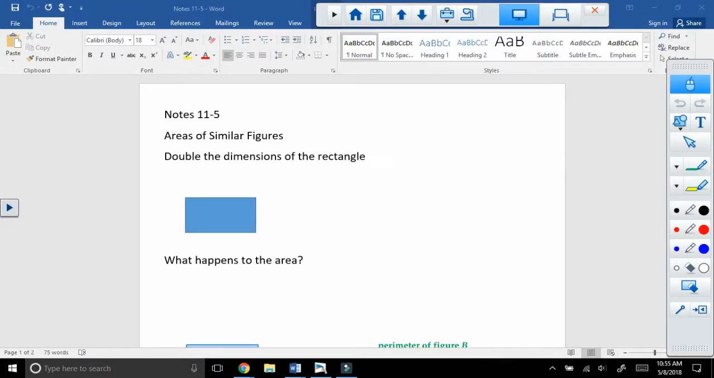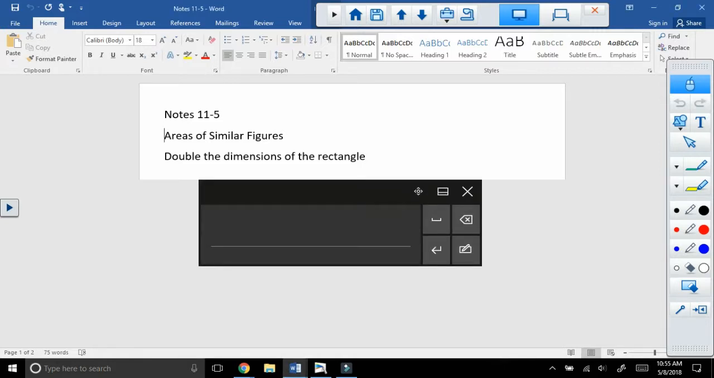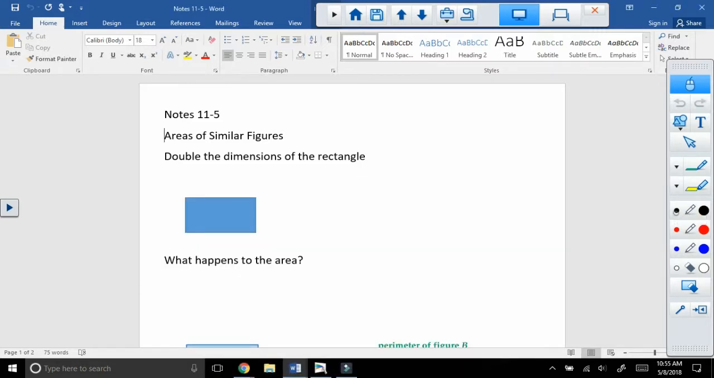So we're going to start our notes for 11.5 today by doing a little investigation. We're going to be looking at the area of similar figures. And what I want you guys to do is just kind of eyeball it. I know you don't have rulers or anything at your desk, but go ahead and just double the dimensions of this rectangle. Just draw it over here, double the dimensions, and draw a new rectangle off to the side.